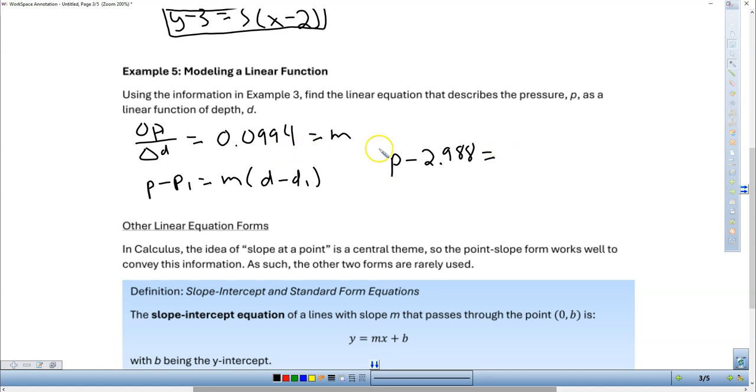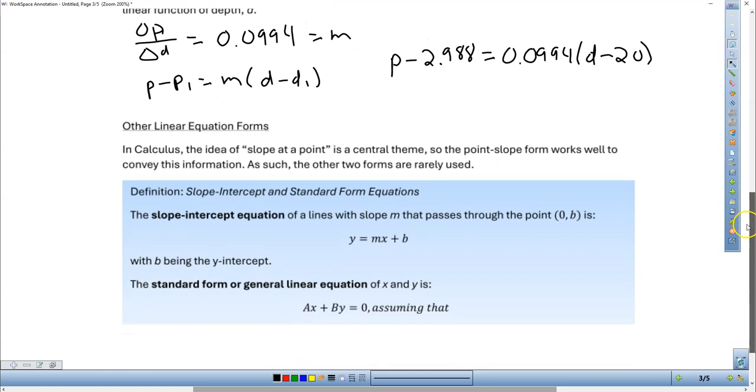And so we can then bring in our m, so it's 0.0994. And we're, of course, using d instead of f here, x. And so now we need our d1. Well, what is our d1 point? We had 20. And this, of course, is the equation that we were able to use from example 3.